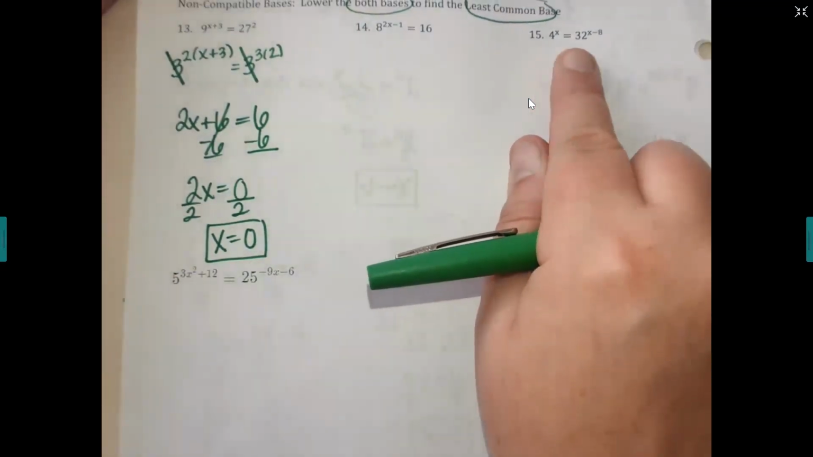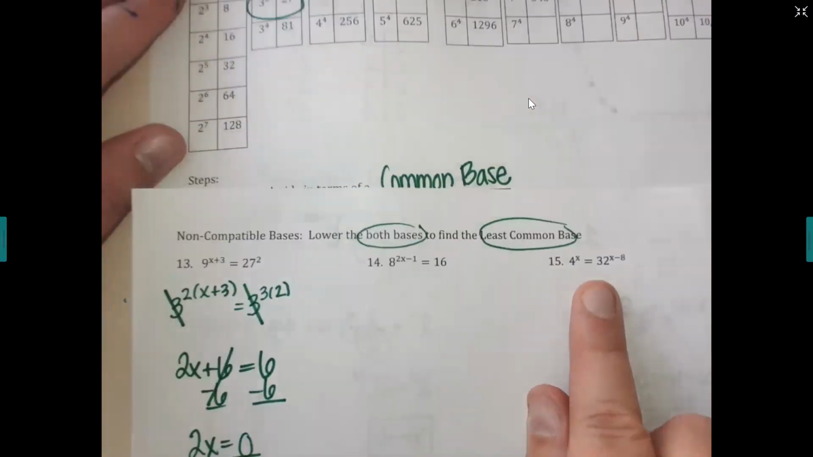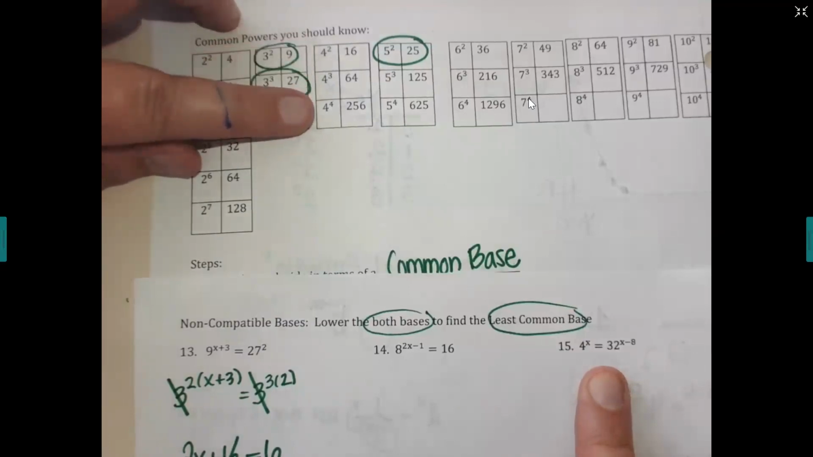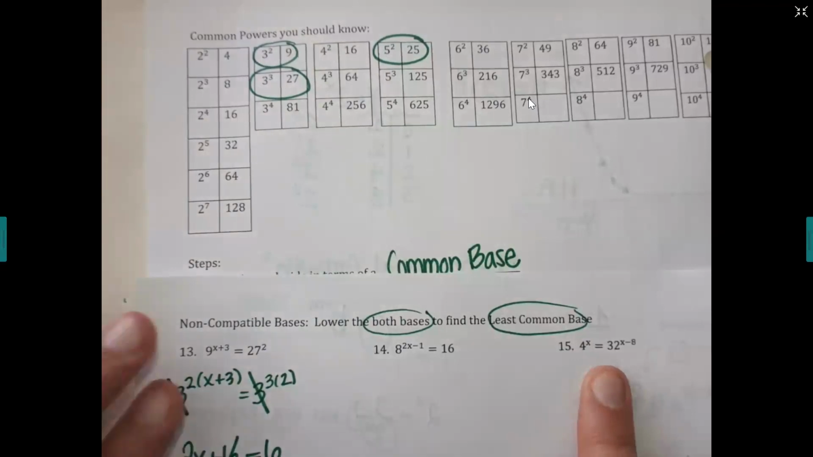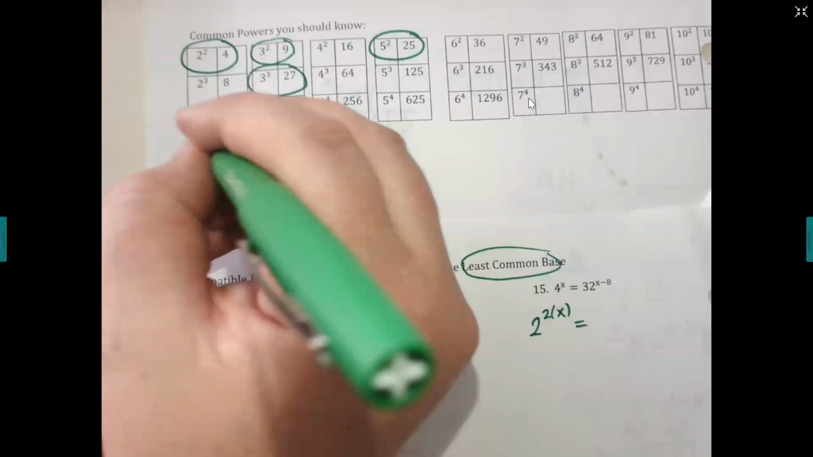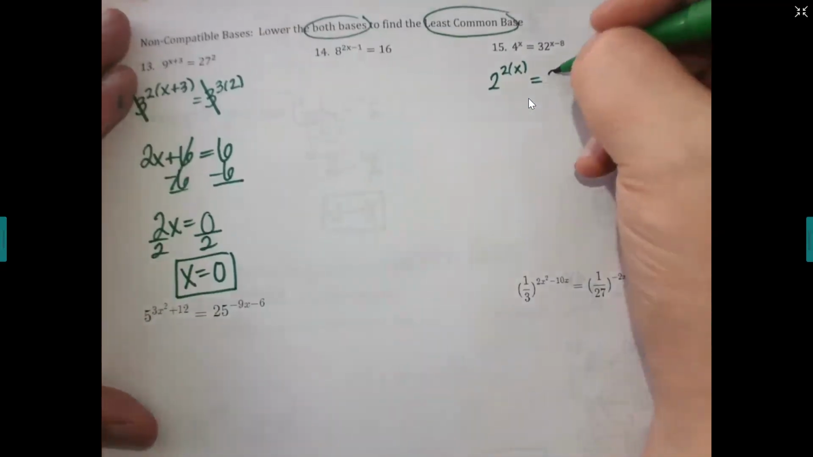Okay, number 15, look in your 4's chart for 32. Is it there? No. Okay, then you need to find the chart, the 2's chart, very good. So my 4 is gonna go back to a 2 squared. X is just kind of chilling. And then my 32, just like Jamori said, is gonna switch to a 2 to the 5. Good job, sir.